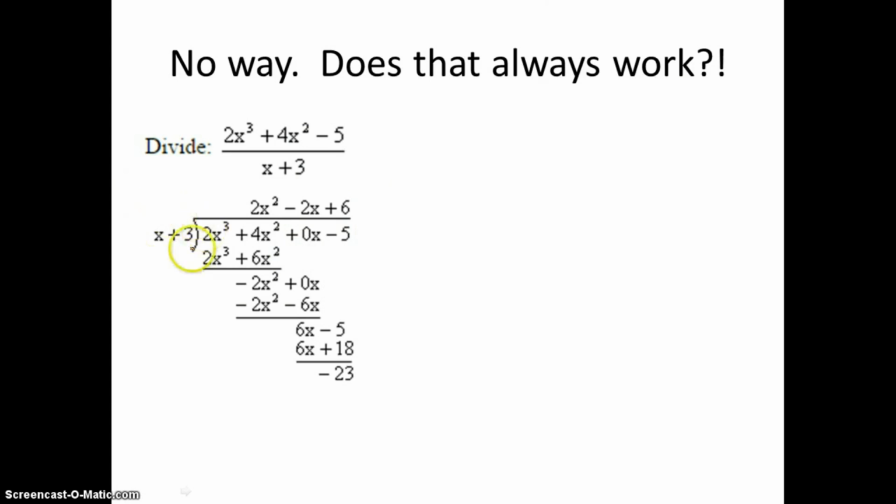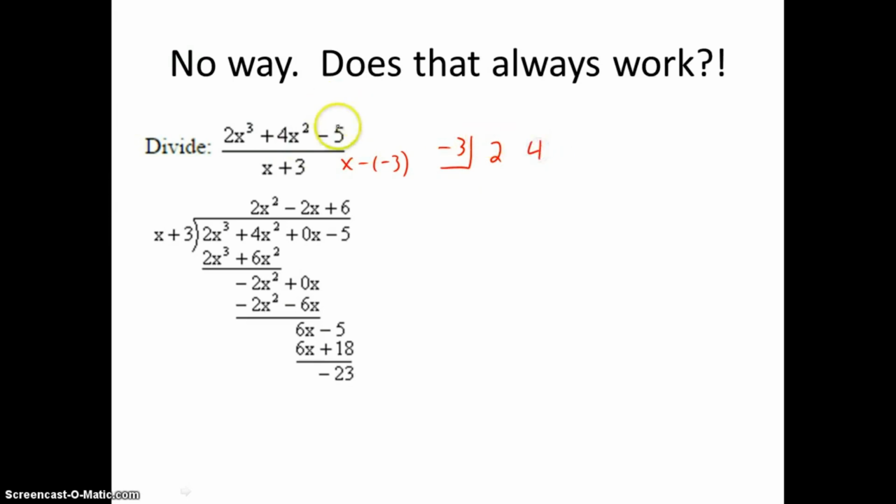Now this time notice we have x plus 3. So I could write that as x minus negative 3. So this time in the box we're going to have a negative 3. Now I'm going to list out the coefficients of my polynomial up here, my dividend. So I'm going to have 2, because it's 2x cubed. Then I'm going to have a 4.